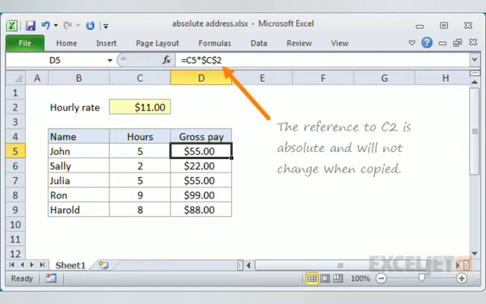Then what will be the formula? The formula for D5 is C5 multiplied by C2. The formula for D6 is C6 multiplied by C2. The formula for D7 is C7 multiplied by C2. Then similarly for D8, C8 multiplied by C2. Then finally for D9, it will be C9 multiplied by C2. For all these 5 formulas, the value of C2 remains the same, or C2 is common in all formulas.